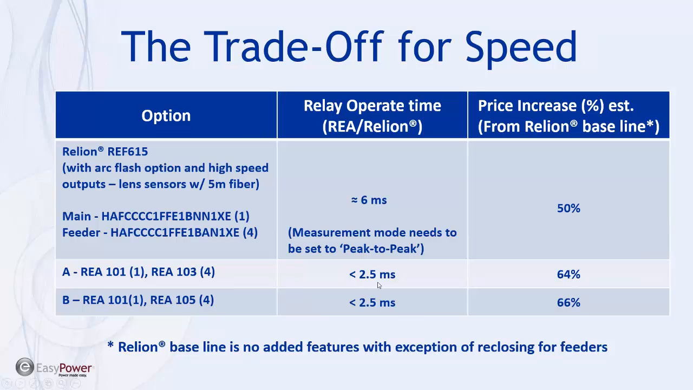There is no zone selectivity, and that would be a 64% relative price increase from base. And then option B, which uses the REA and the extension units for selective tripping. Now we're just talking a couple percent higher, 66%.